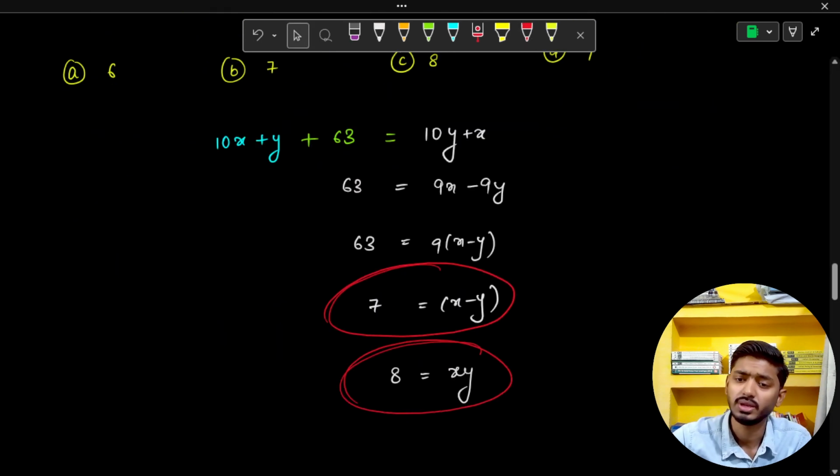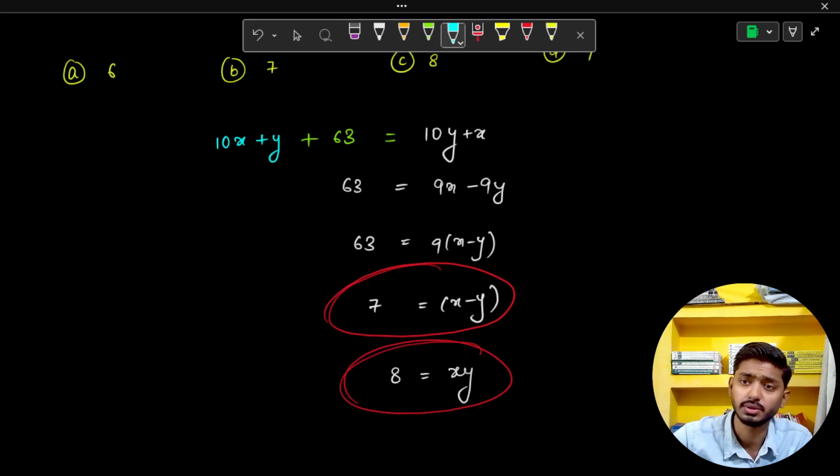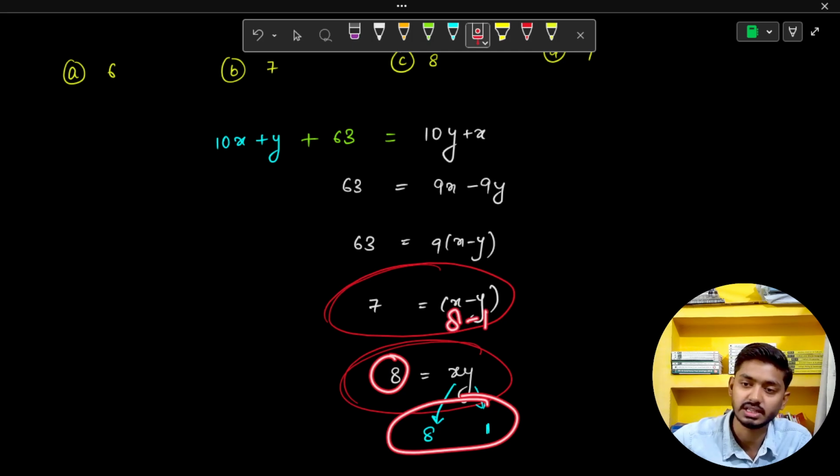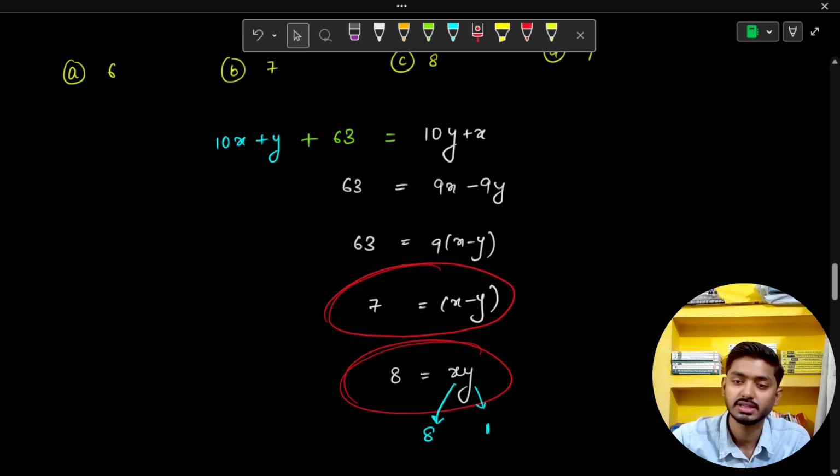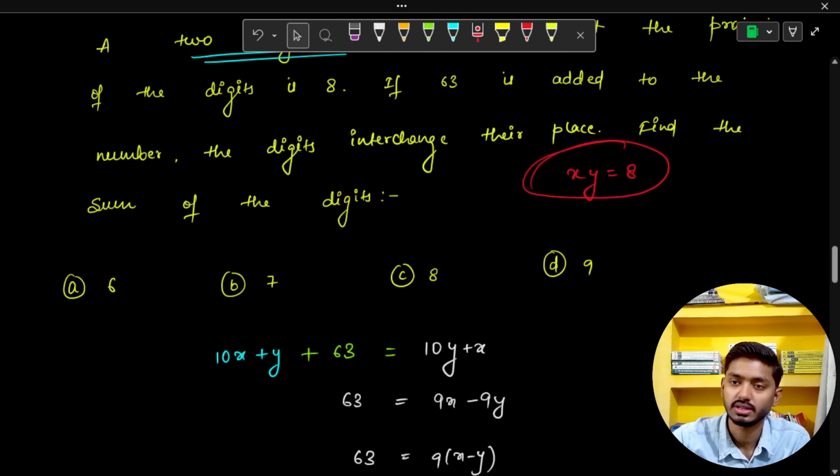Now, we can solve these two by putting the value of x from over here to over here. We can do that, but that would be too lengthy. We can assume the numbers. It is very clear for me that the value for x would be 8 and y would be 1. That is 8 times 1 equals 8, and 8 minus 1 equals 7. So the value for x and y would be 8 and 1 respectively.